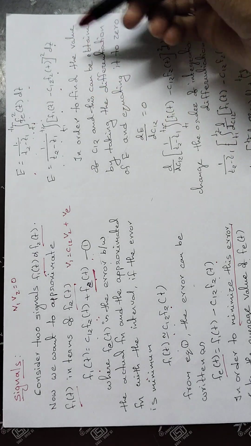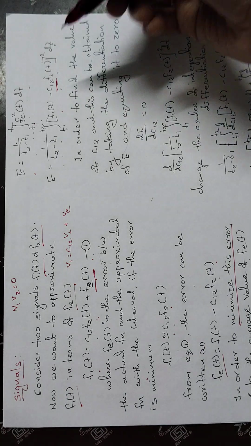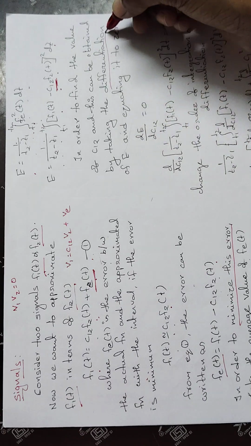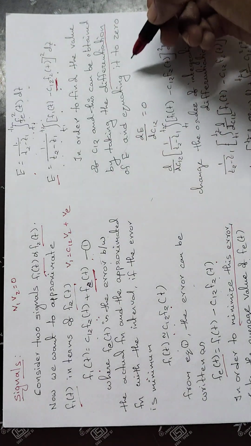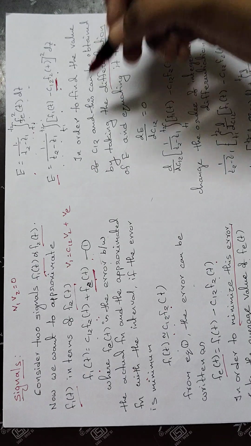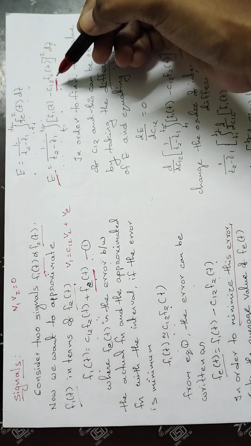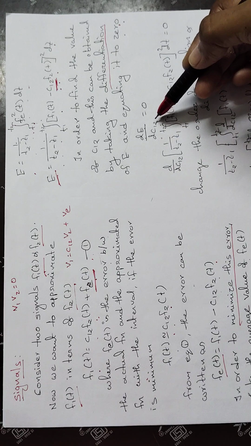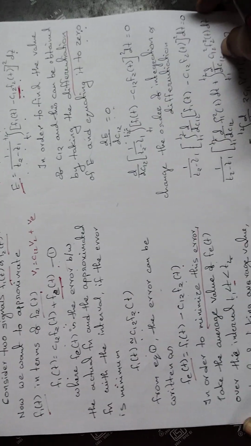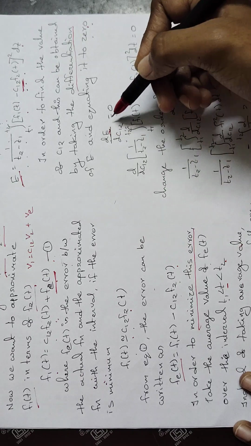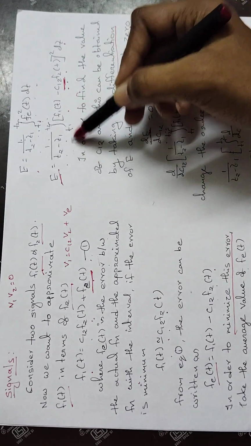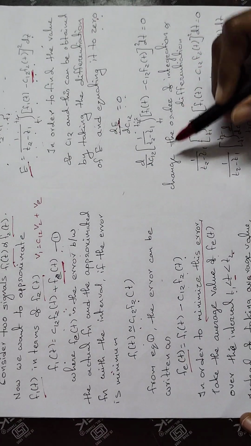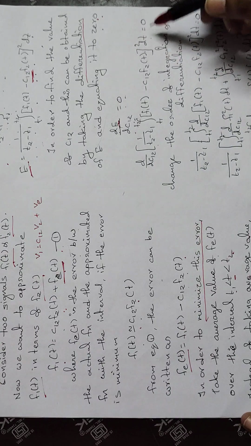So how to find the c12 value? This can be obtained by taking the differentiation of e and equating to 0. So we have to differentiate e with respect to c12 and equate to 0. That is nothing but de by dc12 is equal to 0. What is the e value here? This value you have to substitute here. So here we are substituting the error value, whole square dt.